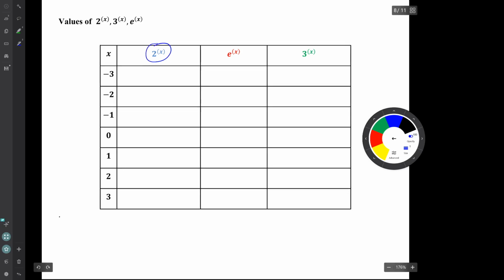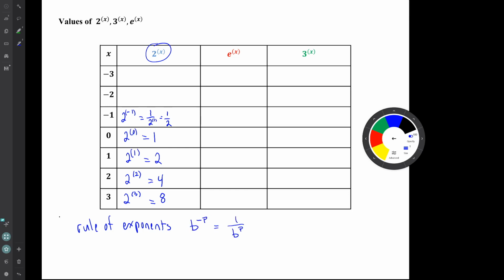So when x is 1, 2 to the 1 is 2. When x is 2, we get 4. And when x is 3, we get 8. Another easy one is when x is 0. Now, the values when x is negative, we have to think about for a bit. Here we used a rule of exponents. The rule of exponents says b to the minus p power is equal to 1 over b to the p power. So when I want to compute 2 to the minus 1 power, it's just simply 1 over 2 to the 1 power. So in other words, 1/2. We'll do similar computations for x equals minus 2 and minus 3. So there's the table of data for 2 to the x.